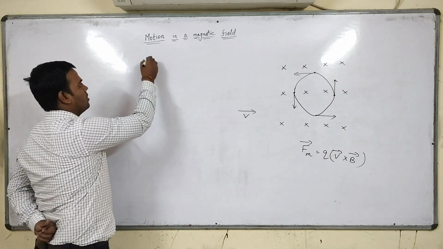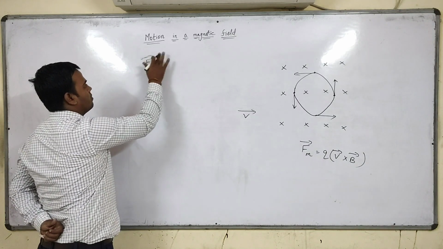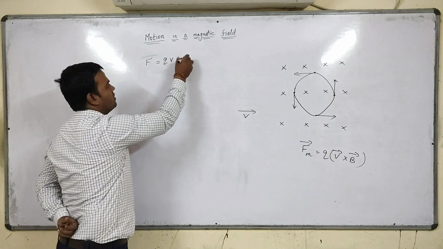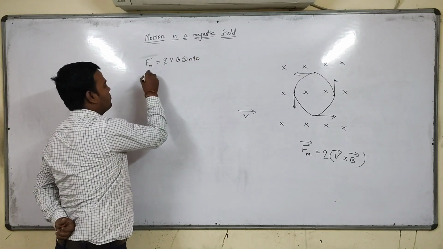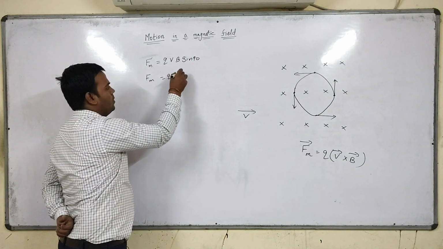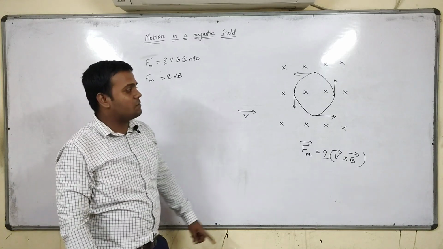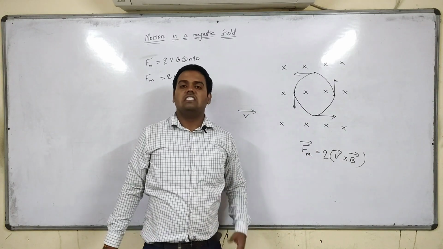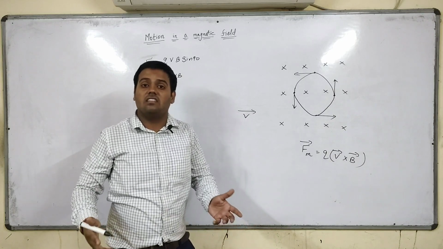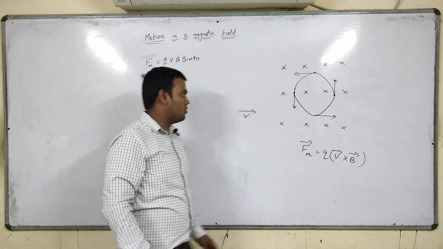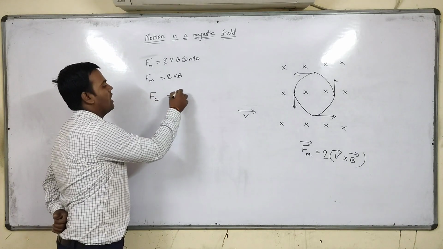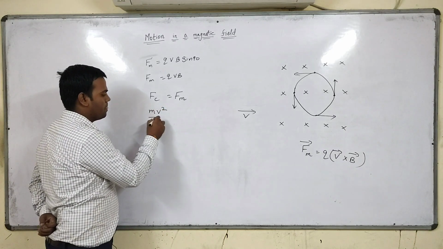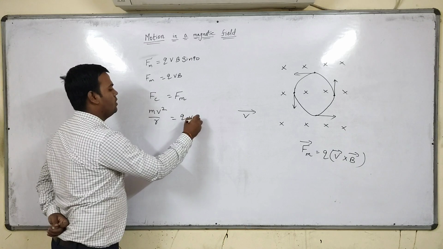So if velocity and magnetic field are perpendicular, then the force is Q V B sine 90. So the magnetic force is equal to Q V B. As you can see, the charged particle is moving in a circular path, so there arises a centripetal force, and the centripetal force arises due to the magnetic force. So Fc is equal to Fm. As we know, the centripetal force is m v square by r, which is equal to q v B.